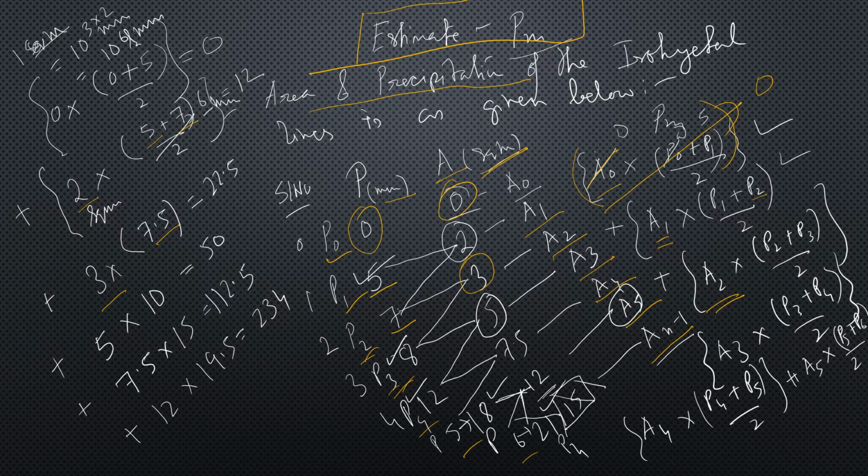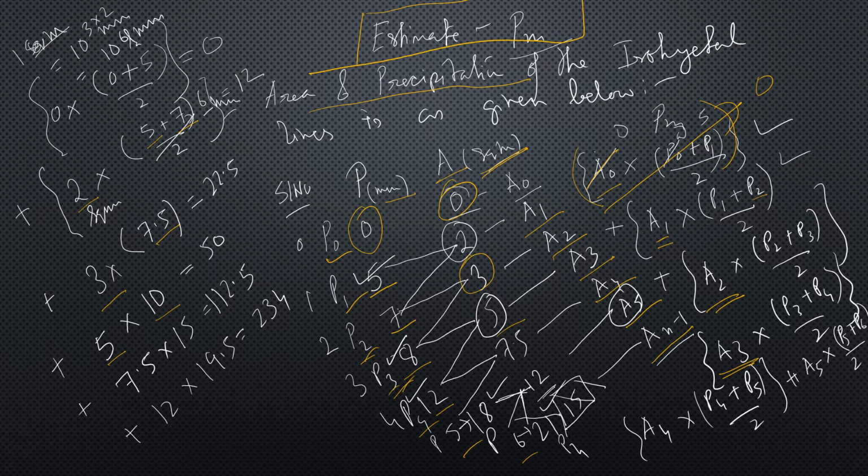Then come to the next one, that means A3, correct? A3 is given as 5. And A3 is being bordered by P3 and P4. P3 is 8 millimeter, P4 is 12 millimeter. 8 plus 12 is 20, divided by 2 is 10. Keep it like this. Next, come to the next one.